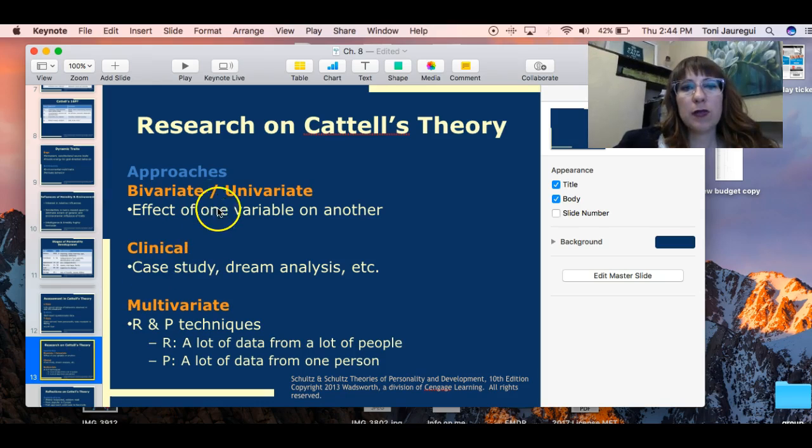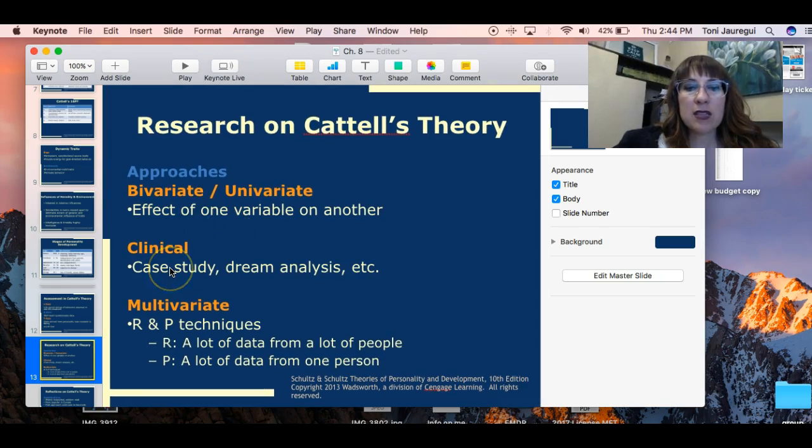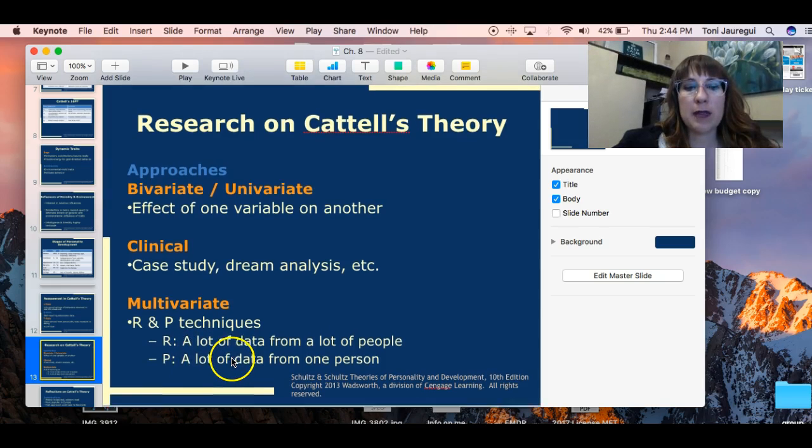And the research on Cattell's theory. So the approaches: the effect of one variable on another, the clinical case studies. So he also did dream analysis. And then there were the R and P techniques. R, a lot of data from a lot of people. The P, a lot of data from one person.